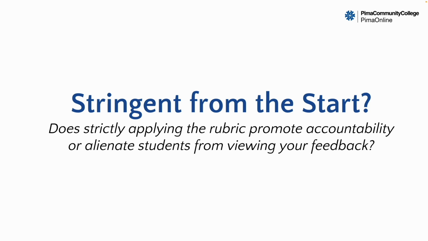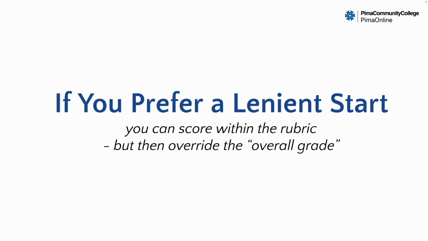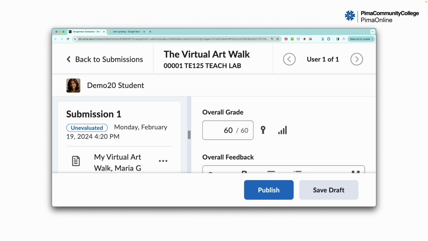The broader question is a pedagogical question. Should we be stringent from the start, or should we be more flexible at the outset? Do we strictly apply the rubric to promote accountability, or will that alienate students from viewing your feedback? If you prefer taking a more lenient start, you can still score within the rubric, but then override the overall grade. In this example, I've used the rubric to evaluate, but now I've gone into the overall grade section and I've changed it to 60, and I'm clicking on the blue Publish button.